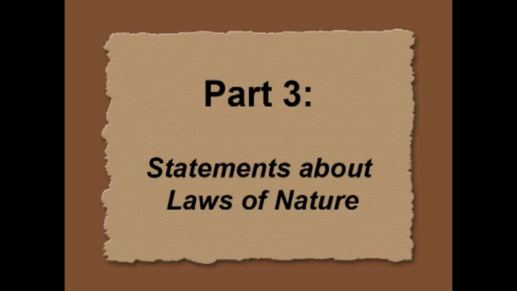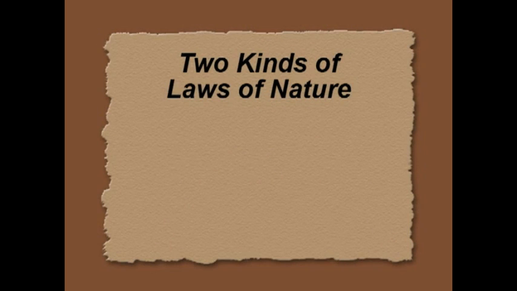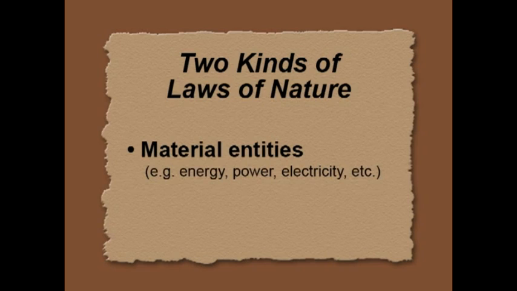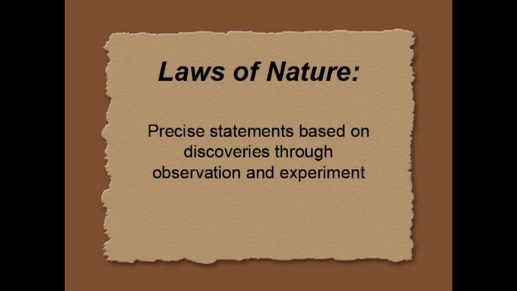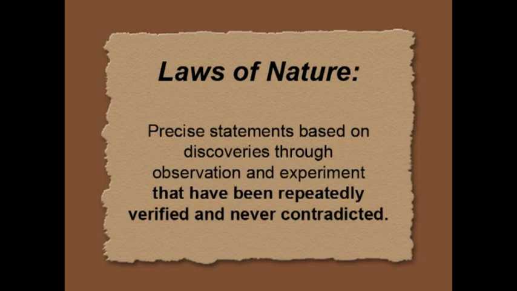Now let me come to a few statements about laws of nature. It is necessary to understand what a law of nature is. We have two kinds of laws of nature: for material entities, for example energy, power, and electricity, and for non-material entities, for example information. That's what we will speak about this afternoon. Laws of nature are precise statements based on discoveries, so observation and experiment, that have been repeatedly verified and never contradicted. Very important statement.